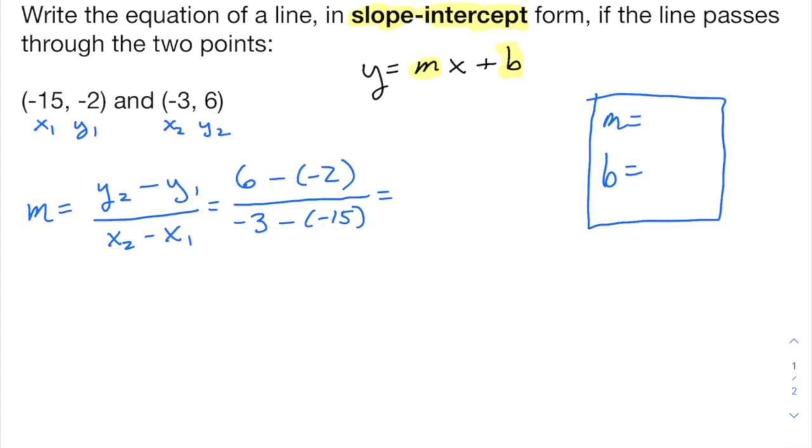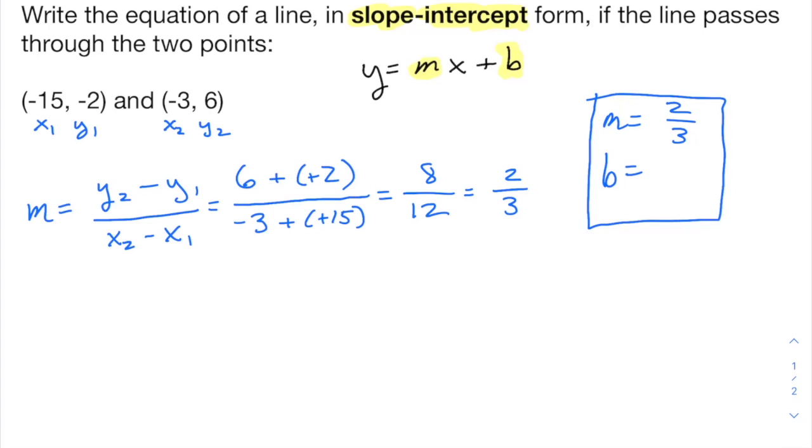So 6 minus -2: minus a negative is the same thing as plus. So 6 plus 2 is 8, over -3 minus -15, again, that's the same as plus. -3 plus 15 is 12. And so our fraction here reduces to 2/3. Always nice to reduce your fractions as much as possible, and they must be simplified to get full credit. So slope is 2/3. Hey, I just found one of the two things I need.